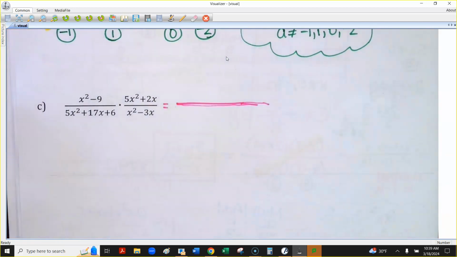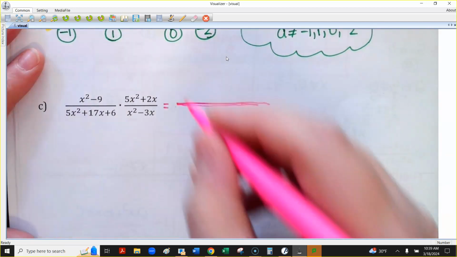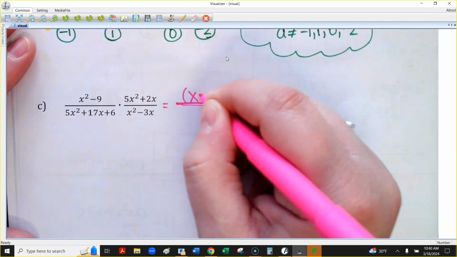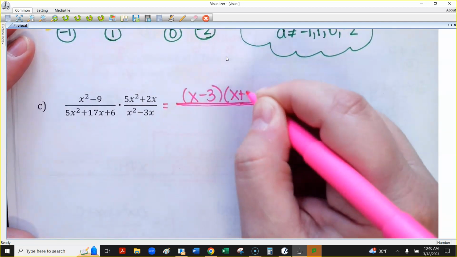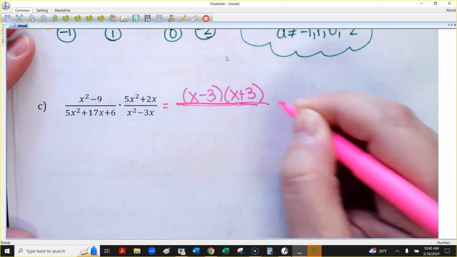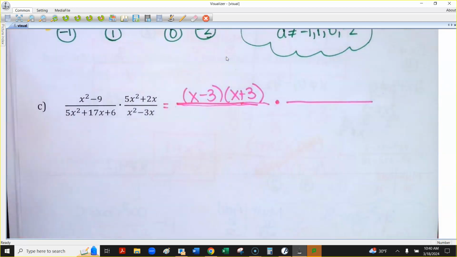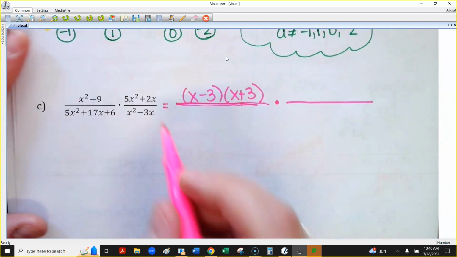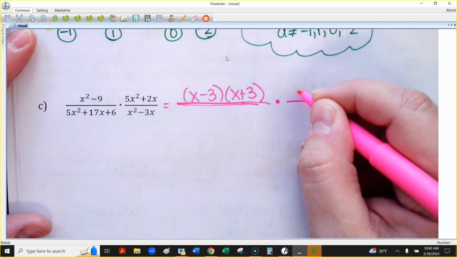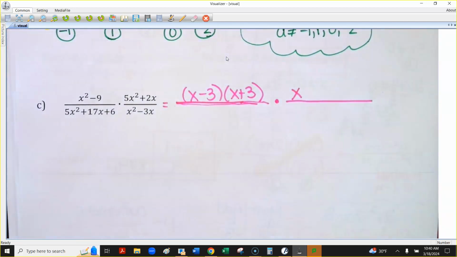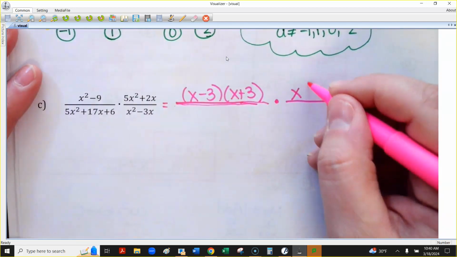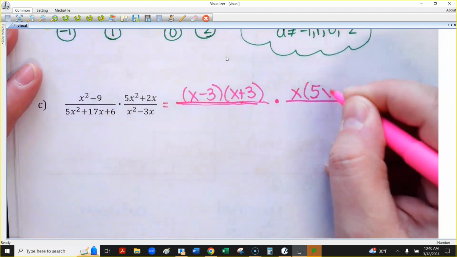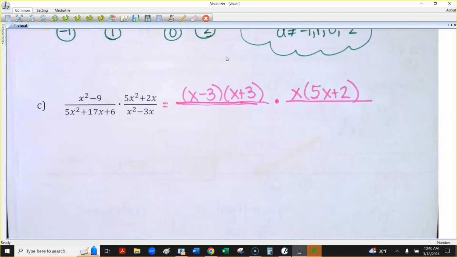Okay, so the top of this guy, difference of squares, x minus 3, x plus 3. I'm going to leave the bottom alone just for a second, because that's probably the hardest part of this problem. In the second fraction, both of those are just a greatest common factor. So this guy right here on the top of the second fraction, 5x squared and 2x, the only thing they have in common is an x. And then left over, you'd have 5x plus 2. So that's all I could do with that.